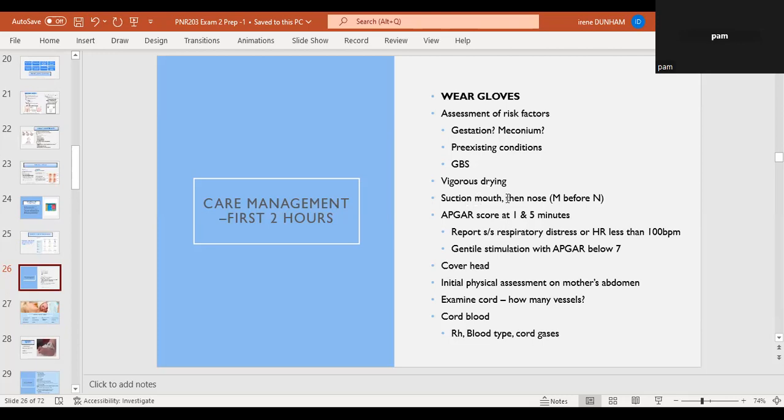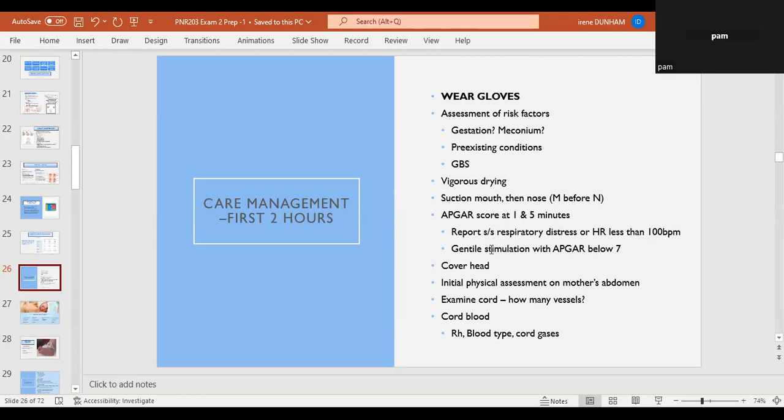Okay, suction, mouth, then nose. Now this is sometimes a good question. I always say Mary before Nancy, so M before N. Also you can remember this, I used to tell my students, the mouth is bigger than the nose. So suction the mouth, then the nose. Okay. And then the APGAR score, you do it at 1 minute and 5 minutes, and that's on a normal baby. And then report any signs and symptoms of respiratory distress or heart rate less than 100.